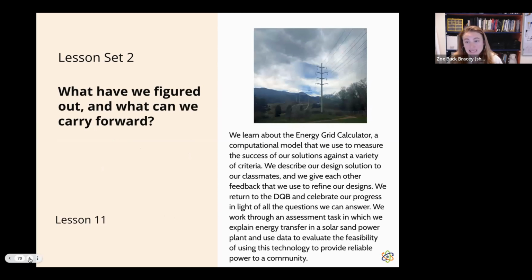So in the last lesson, we're going to use this tool, which is called the Energy Grid Calculator, which is a computational model that has been modified for our local context. So teachers are given directions on how to modify this tool so that it has the information from our community. And they use that to measure the success of our solutions against a variety of criteria. We describe our design solutions to our classmates using this energy grid calculator. It allows us to say, I want to demolish this many power plants, and it gives us a whole bunch of data on what that would look like and what the trade-offs are. And it allows us to think about which constraints do we want to focus on and why.